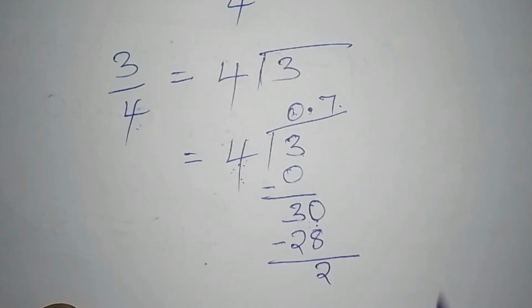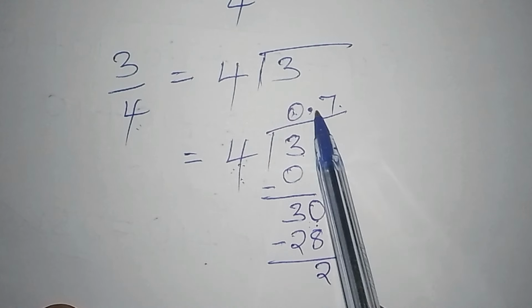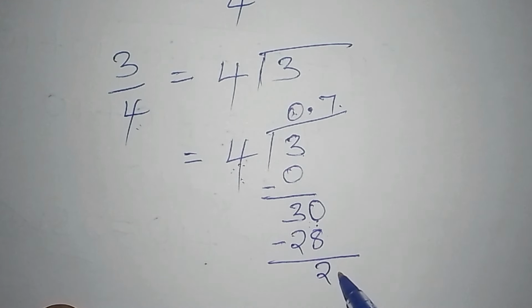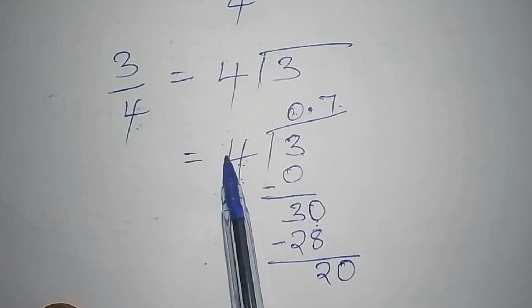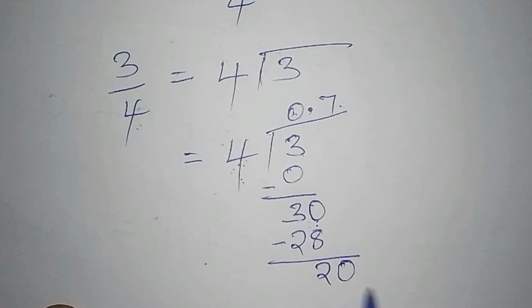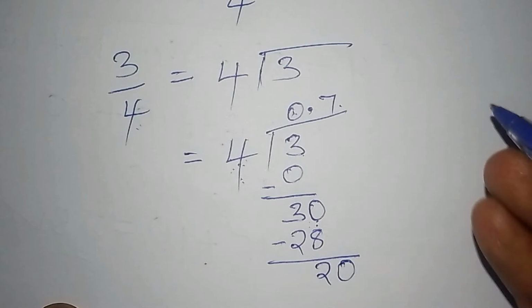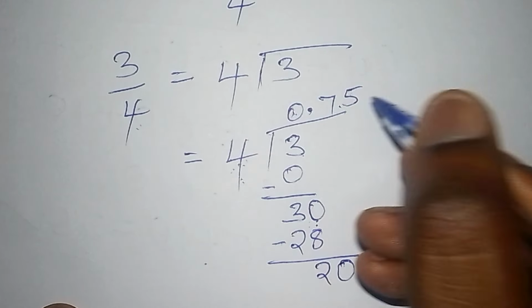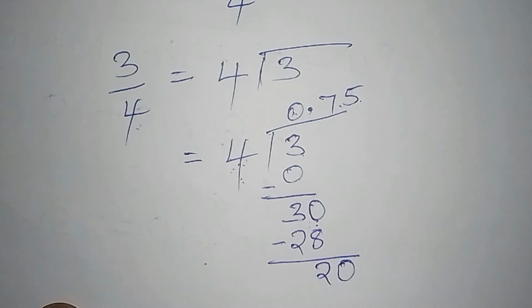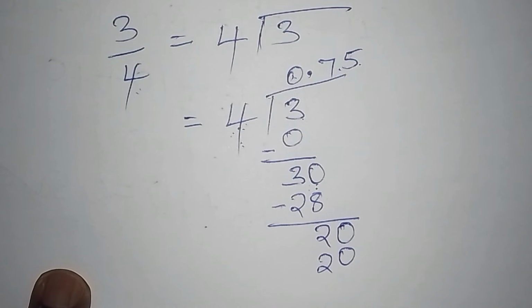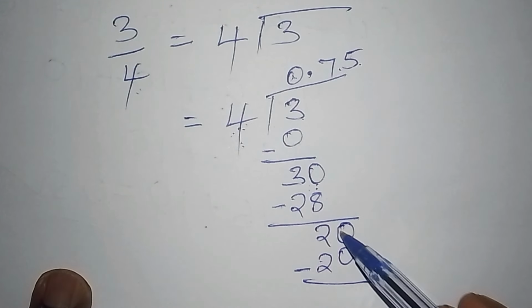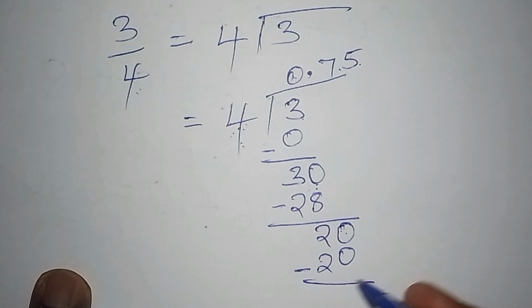As usual, because it's now a decimal point here, we shall also bring down 0 and assume that it is now 20. Then we shall pick 4. 4 goes into 20 how many times? We shall realize that it goes there 5 times. So we shall write our 5 up there, and 5 multiplied by 4 is 20. Then we write our 20 there. After writing the 20, we find the difference. And now 20 subtract 20, our answer shall be 0.